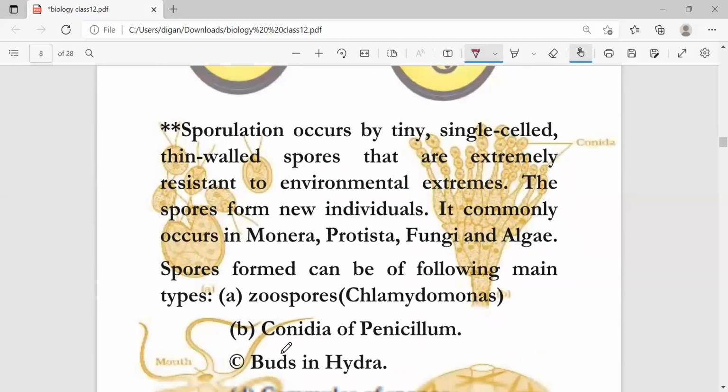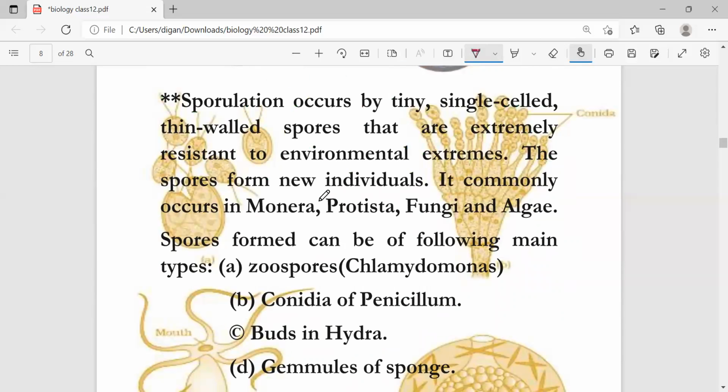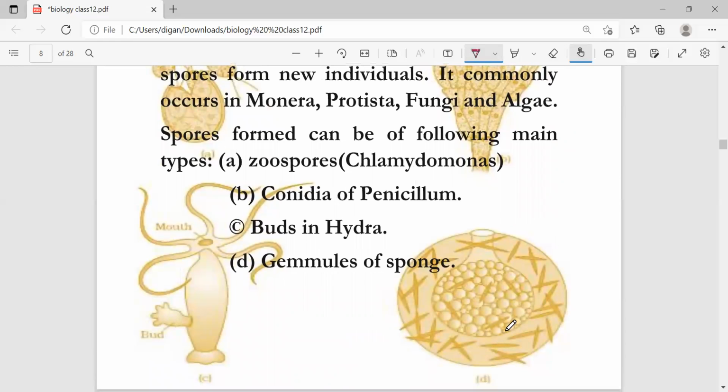Next, go for the next point, that is sporulation. It occurs by tiny single-cell thin-walled spores that are extremely resistant to environmental extremes. The spores form new individuals. It commonly occurs in Monera, Protista, fungi, and algae. Then spores formed can be of the following main types: zoospores in Chlamydomonas, conidia in Penicillium, buds in Hydra, and gemmules in sponges. So this is the example diagram of gemmule.